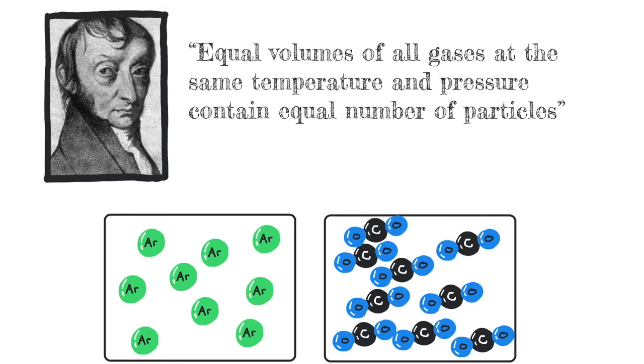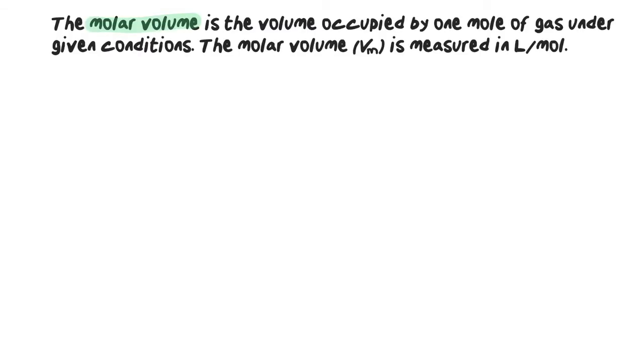So here's the next concept. The molar volume is the volume occupied by 1 mole of any gas under given conditions. The molar volume, Vm, is measured in liters per mole. Or in other words, molar volume is the volume of any gas at a specific temperature and pressure if we had a mole of it.